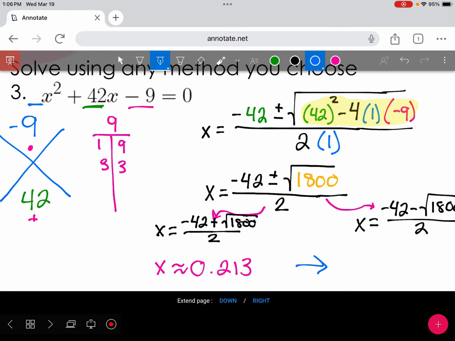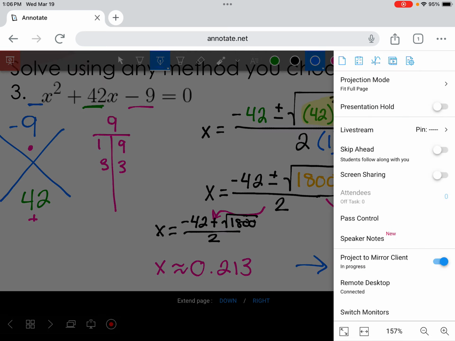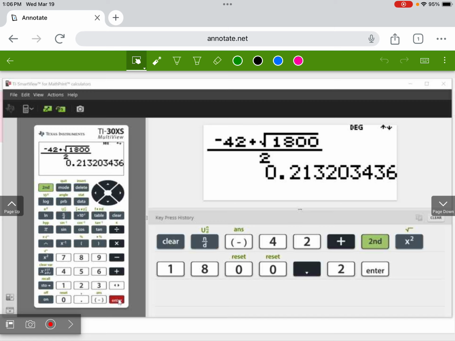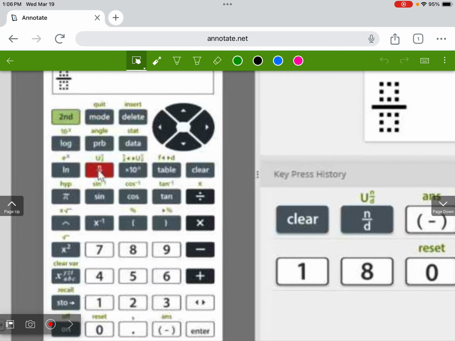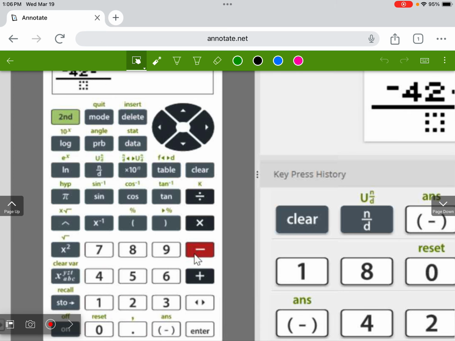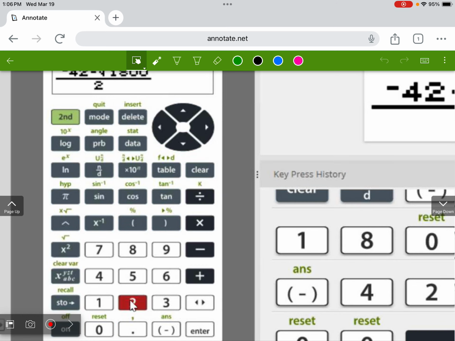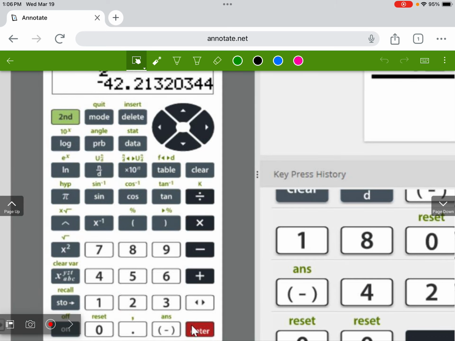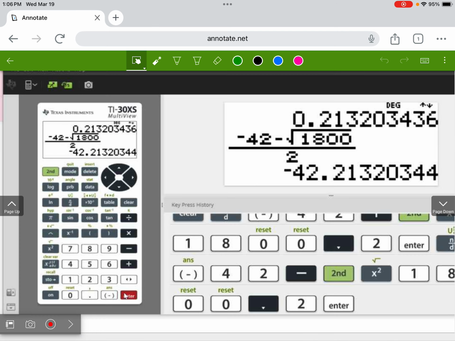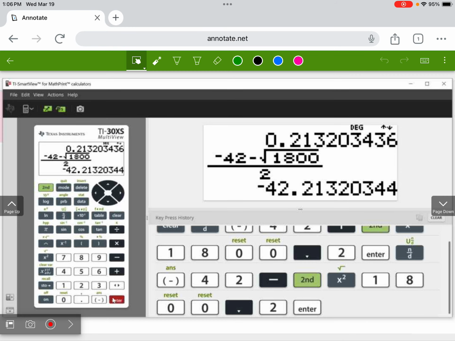Our other root over here, same vibe. It's just instead of adding my square root, we're going to subtract it. So in our calculator, we're going to, again, do our fraction with our minus 42. But this time we are going to subtract our square root of 1800 over 2. It's almost identical. Only thing is we're subtracting instead of adding. So here we have negative 42.213.